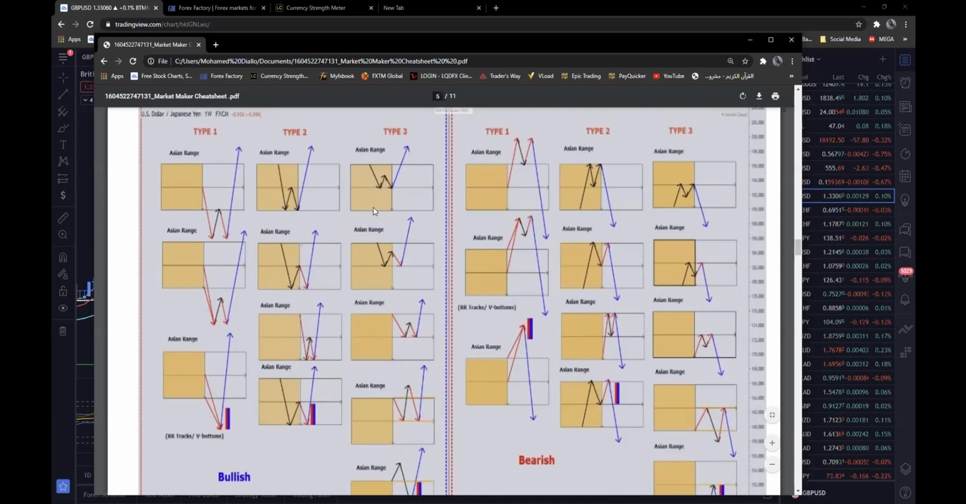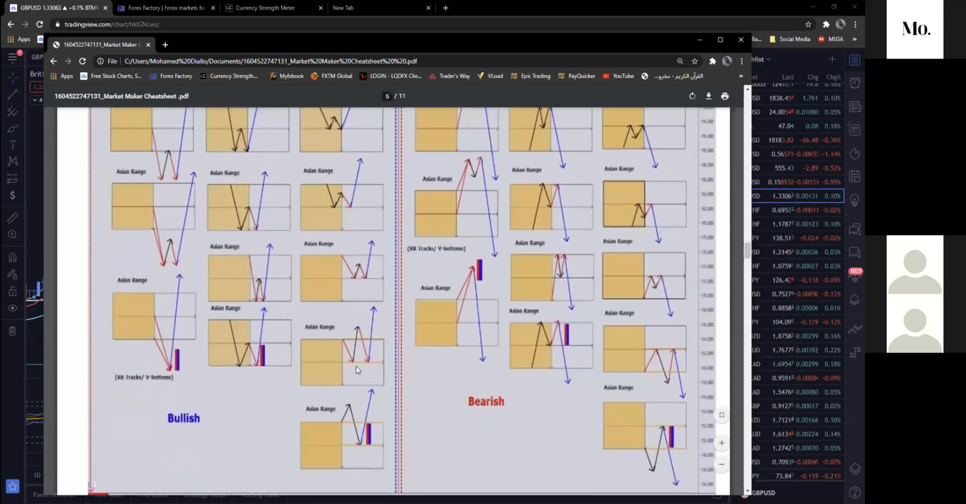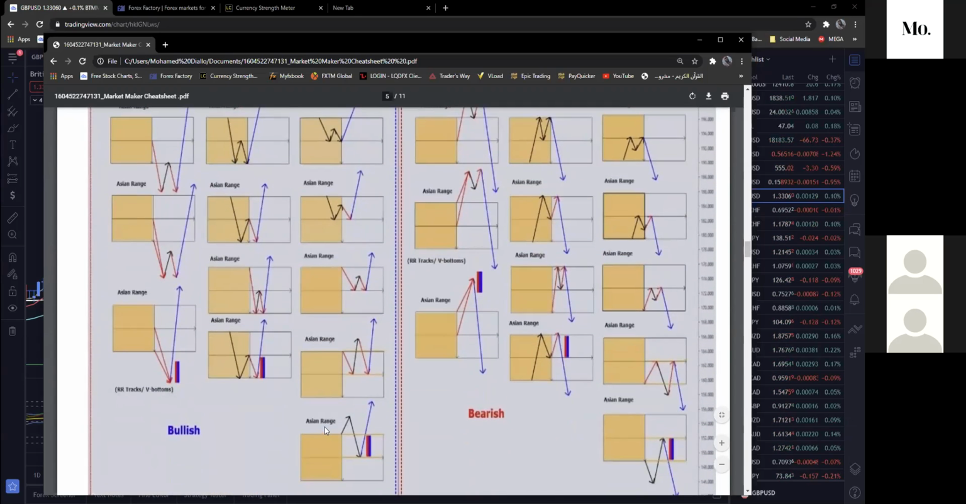All right, and then you got your type three. Now your type three forms at the 50% of the Asian range. As you can see, it could start from the Asian range, and then the second leg would be in the beginning of London, or like this, or it could just form outside of the Asian range. And another one of those type threes is that you might have price break out from the top of the Asian range and then come back down to the 50%, right?